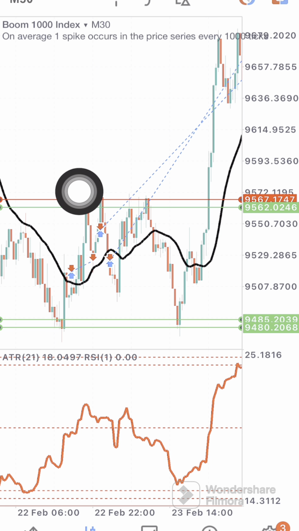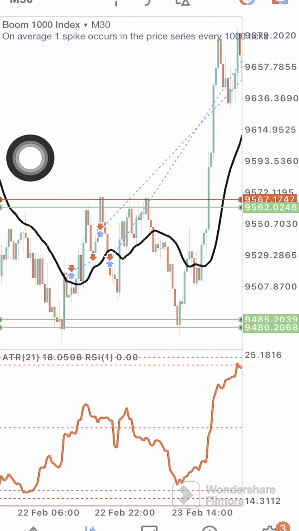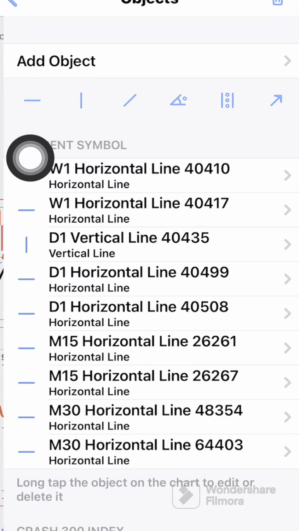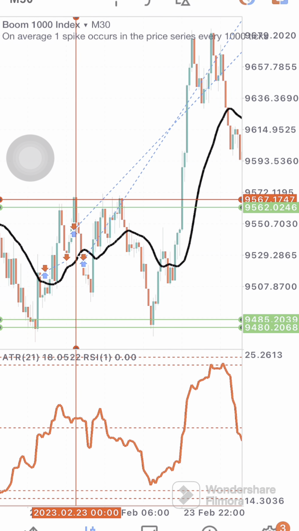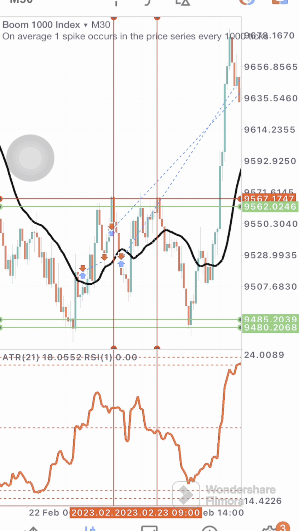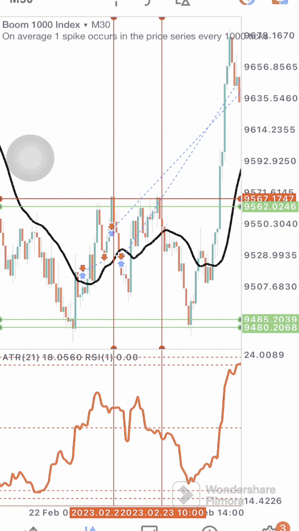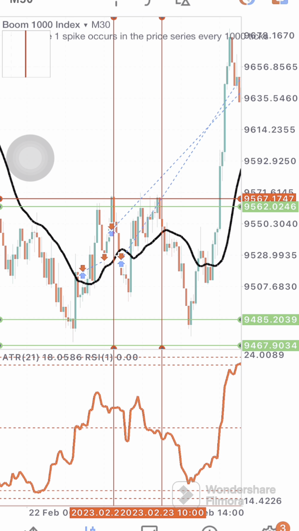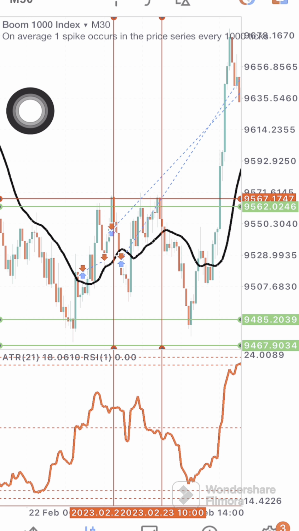So what has it formed? It has formed two tops. Let me show you the tops. This is the first top here, and this is the second top here. So these are the two tops that we have. This is a double top. Then what is this? It is a double bottom.